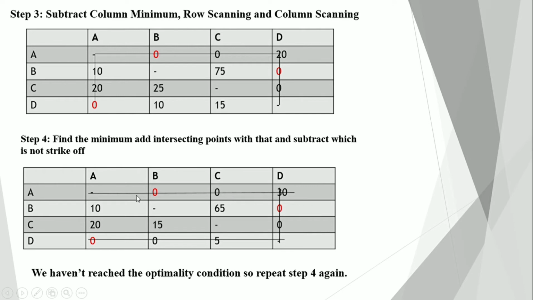Row scanning: in this row there is already a double zero, so we will leave it off. In this row we will again get the same 0, so we will mark it as red and we will strike off this column. In any other rows we don't have any zeros. Because we have a double zero, we will ignore this row.